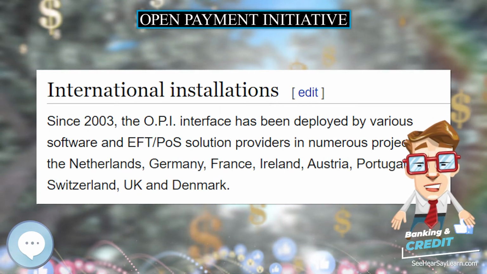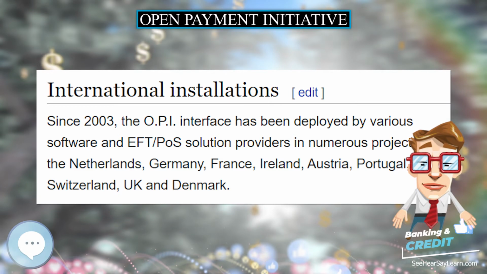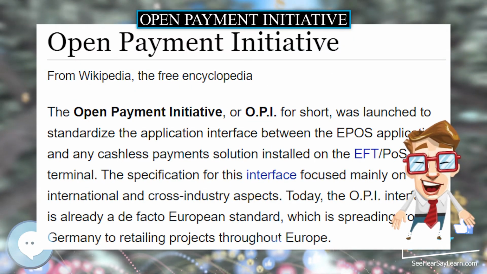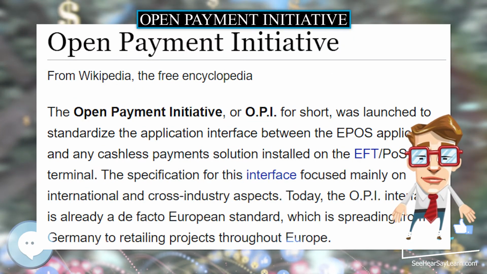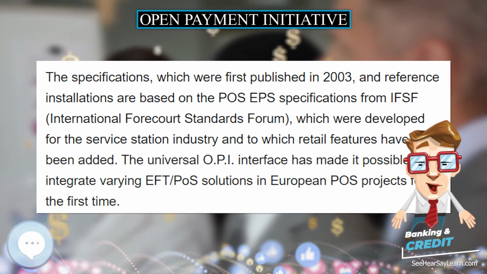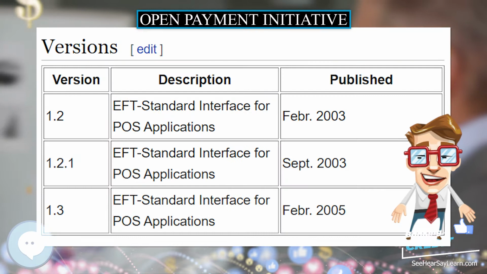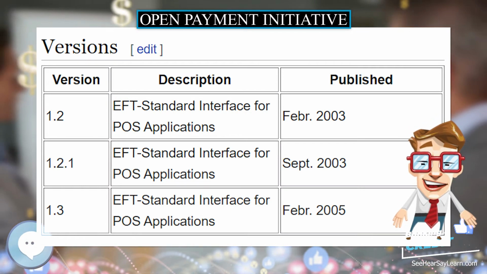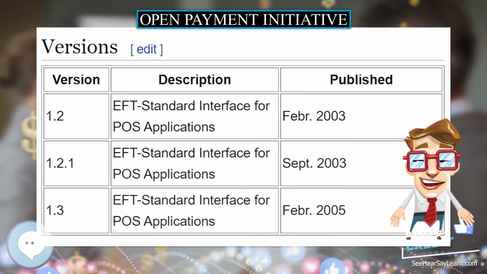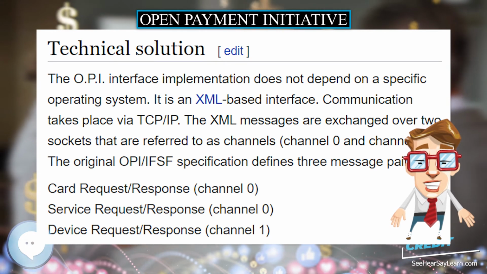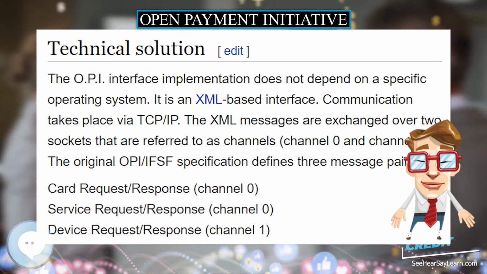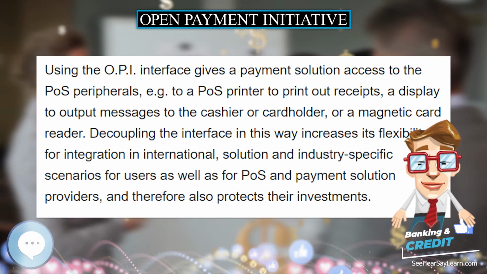Using the O.P.I interface gives a payment solution access to the POS peripherals, for example to a POS printer to print out receipts, a display to output messages to the cashier or cardholder, or a magnetic card reader. Decoupling the interface in this way increases its flexibility for integration in international, solution and industry-specific scenarios for users as well as for POS and payment solution providers, and therefore also protects their investments.